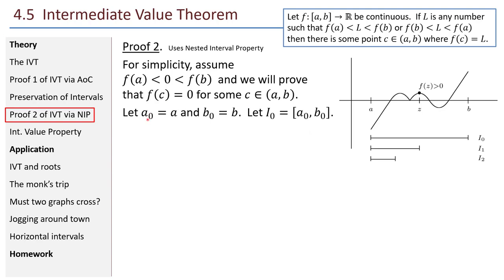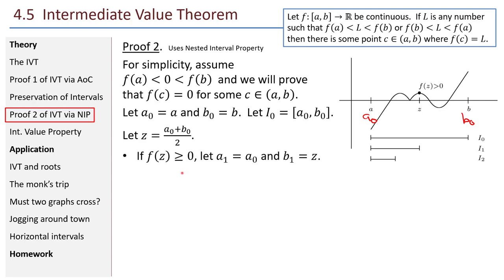So in this proof, let a0 be a, let b0 be b. That's a sub 0 there, b sub 0 there. And let I sub 0 be the closed interval from a0 to b0. Let z be the midpoint of a0 and b0. Now, if f of z is greater than or equal to 0, as it is in the picture, let a1 be a0 and b1 be z.